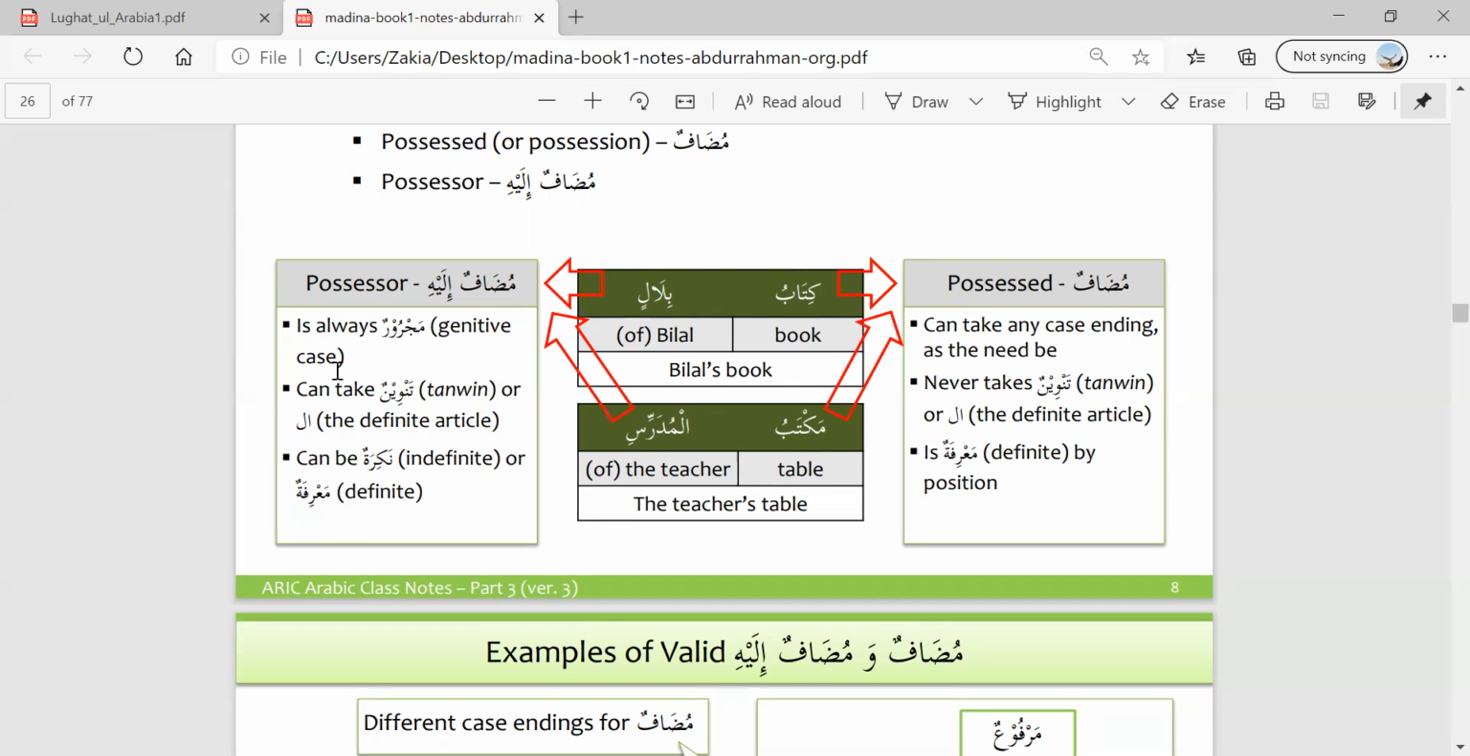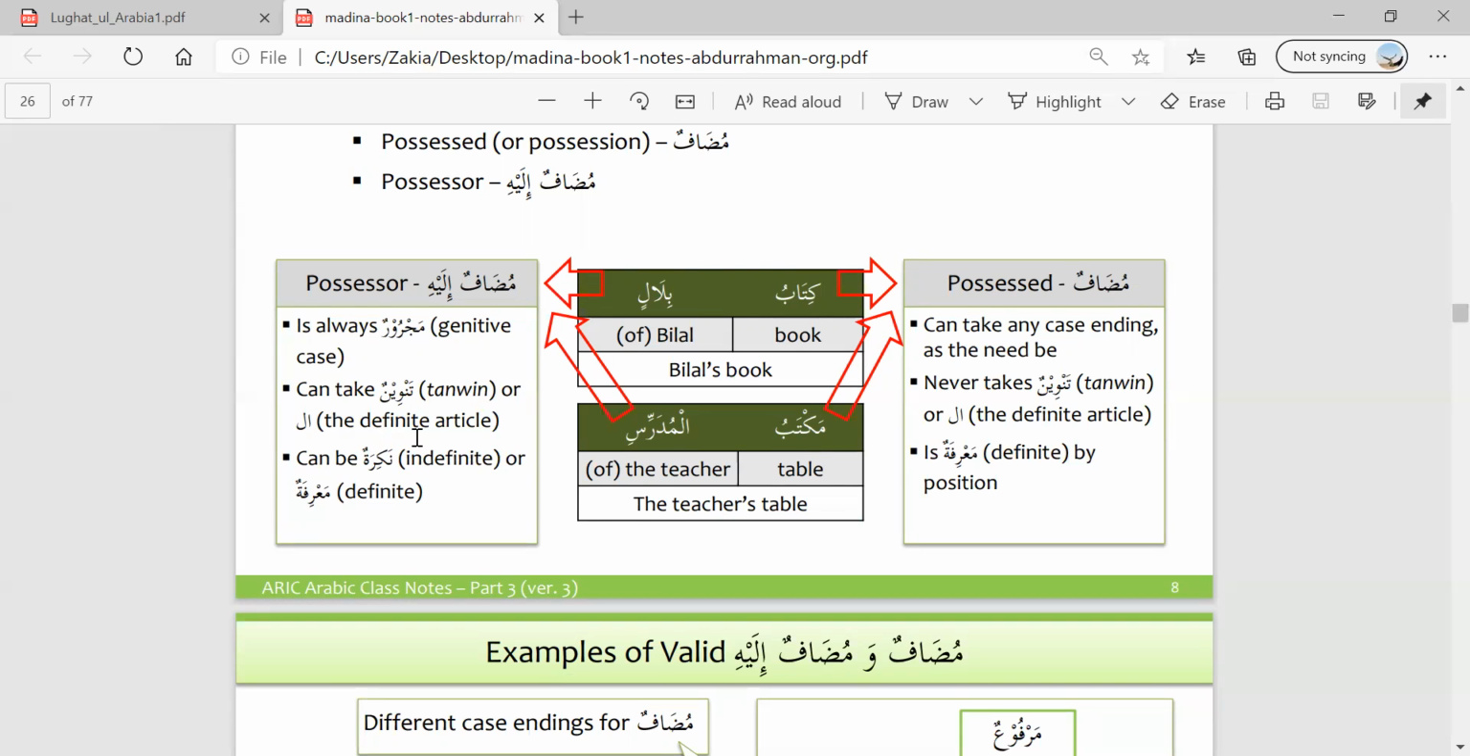It's always in genitive case, so it will be majroor. And why? Because it takes a double kasra. It can take tanween, so it's not like the first case. In this case, it can take tanween or al, the definite article. It can be nakira, indefinite, or ma'rifa, definite. So it can be both. It can be indefinite, definite, with al, without al. It can take tanween, or it doesn't have to take tanween.